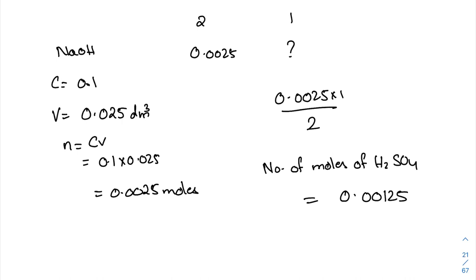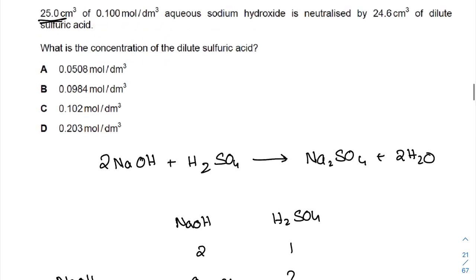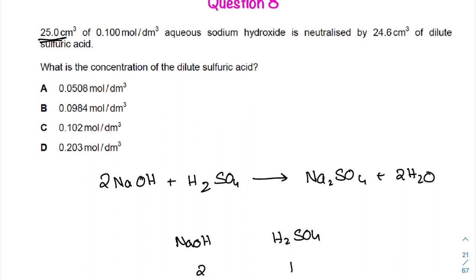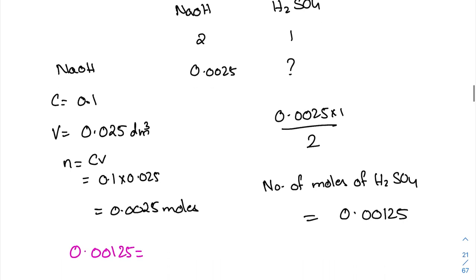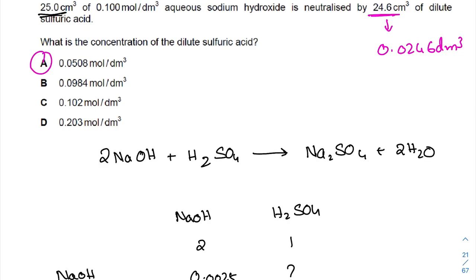Now again, we know that n equals CV. So n is 0.00125 equals the concentration of H2SO4 times the volume. What is the concentration of H2SO4? We don't know. What is the volume of H2SO4? 24.6 cm cube, so 0.0246 dm cube. Concentration we have to find, and the volume is 0.0246. So concentration equals 0.00125 divided by 0.0246, which will be 0.0508, which is the answer. Option A is going to be the answer.